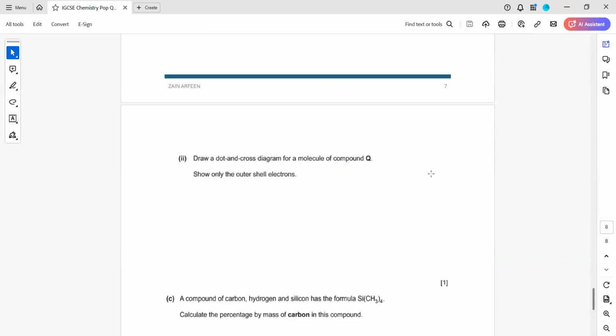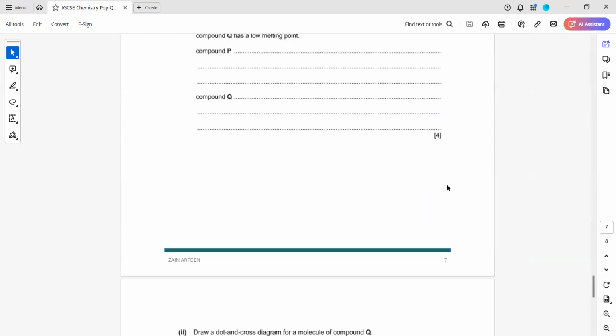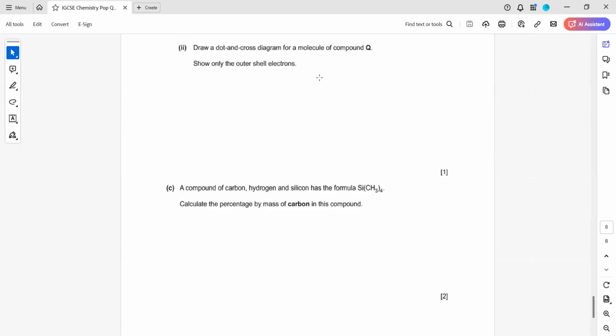Then the dot and cross diagram for compound Q. So it is silicon with 4 chlorine.